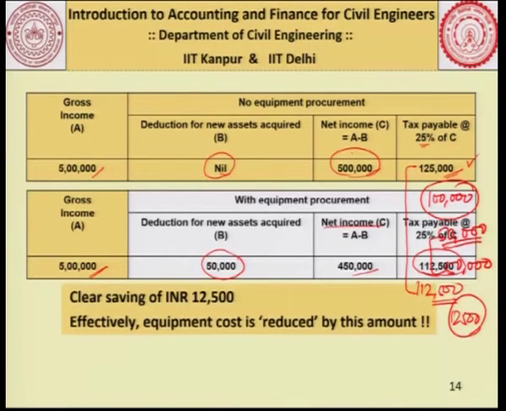So, what it says is that there is a clear saving of 12,500 and effectively the equipment cost is reduced by this amount, because this amount would not have remained with you anyway. So, this asset which you bought, which was for 100,000, has actually cost you only 87,500, because this 12,500 is something which you have saved as far as taxation is concerned. So, this is one way of looking at how taxation provisions could incentivize equipment purchase.